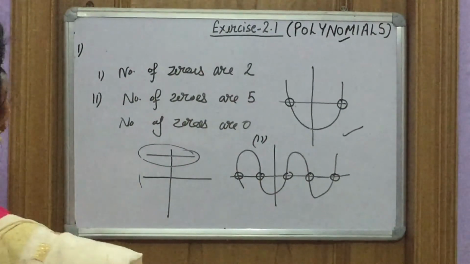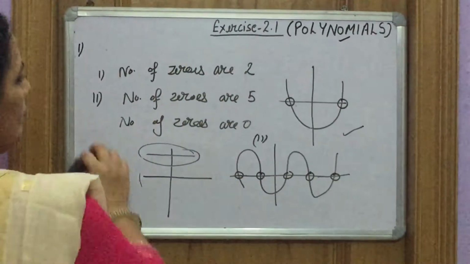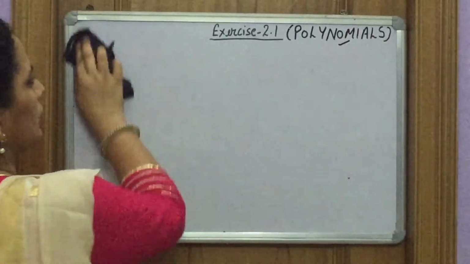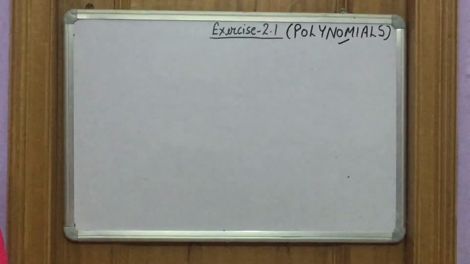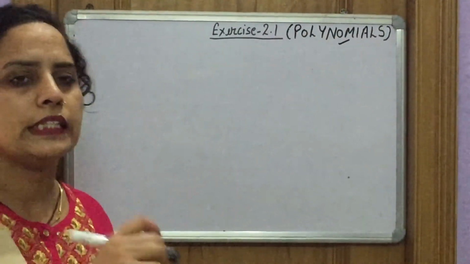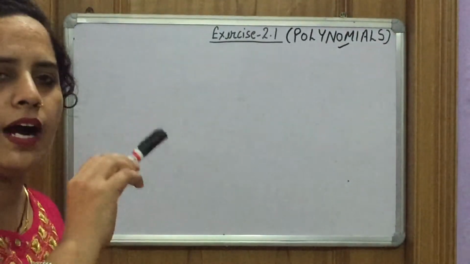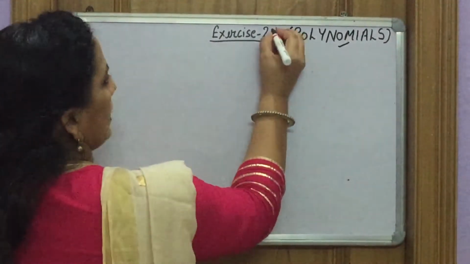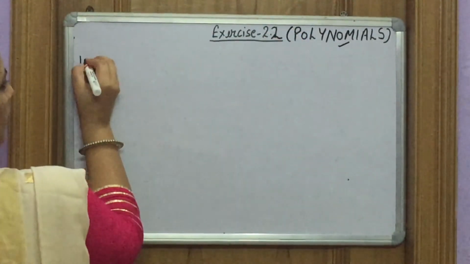So this is our exercise 2.1. In this exercise, we have to find out the number of zeros by using the graph. And the method is to find out in how many points the graph is cutting the x-axis. Now we will do exercise 2.2.